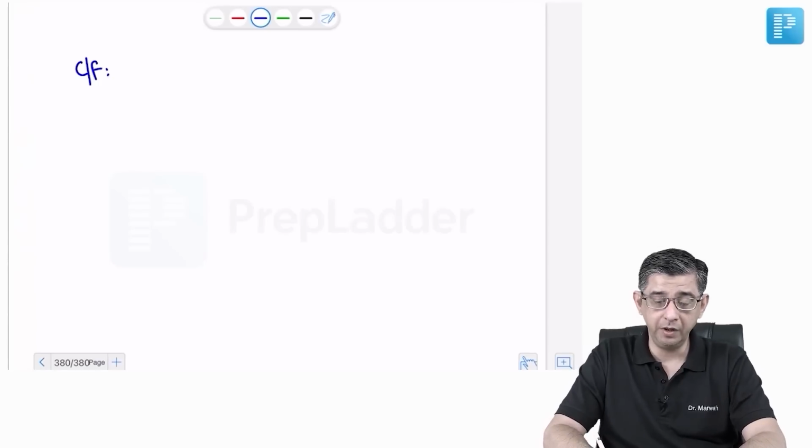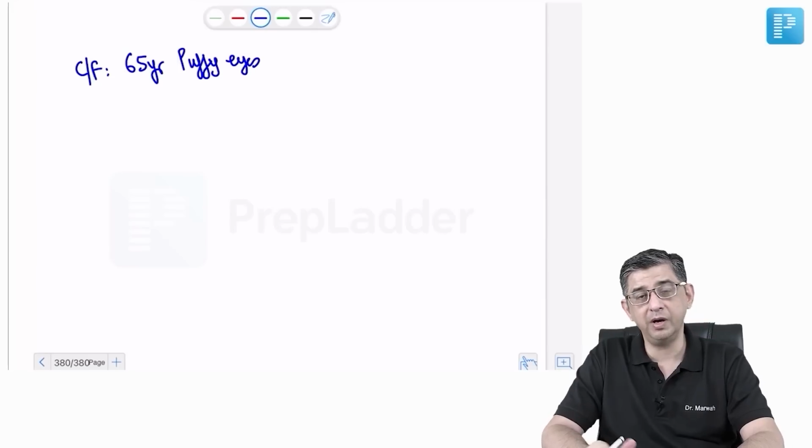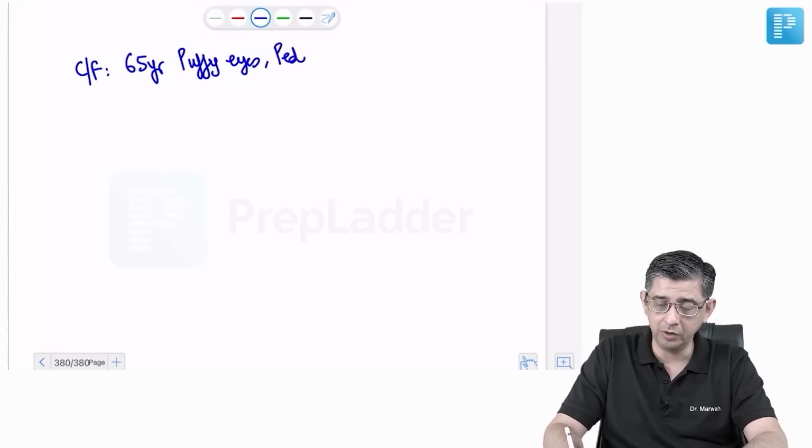So today in my outpatient department, I have this 65-year-old gentleman. He came to me because he's having puffy eyes, and he also says that I am having problems with wearing slippers or shoes in my feet because there is a concomitant pedal edema also present.